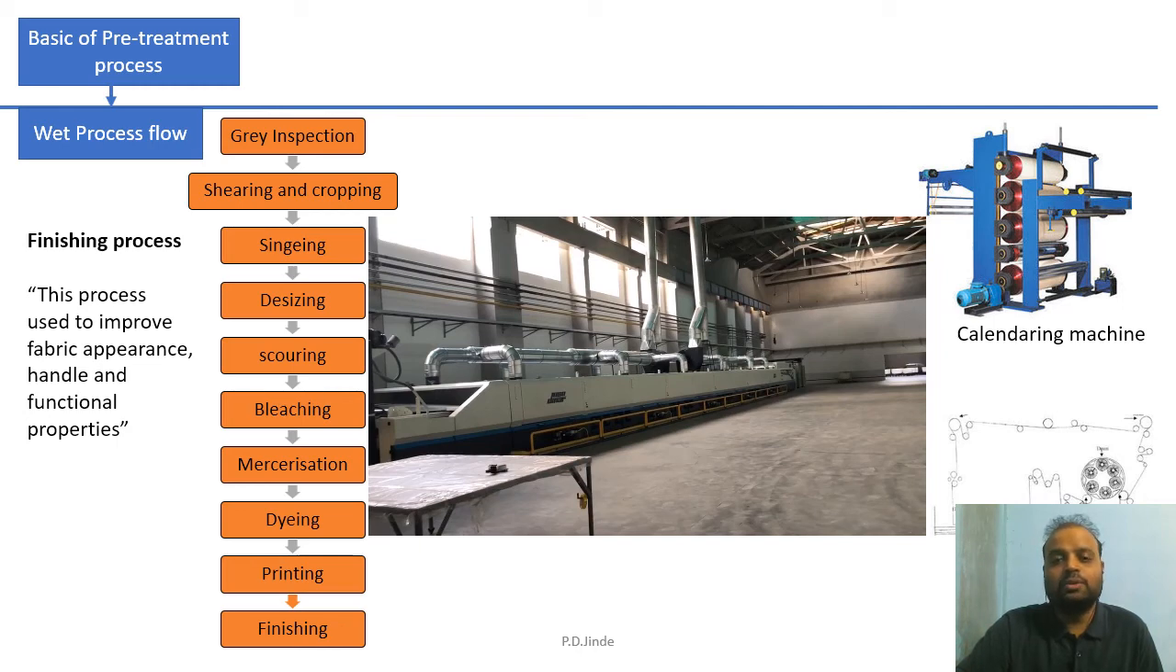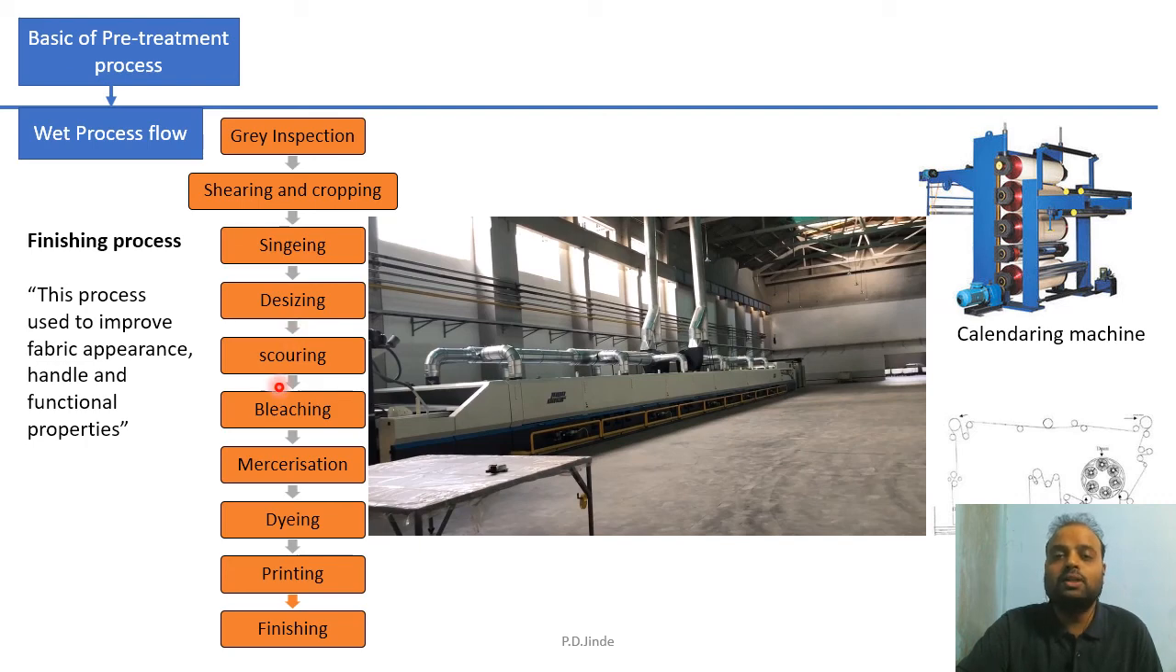So I hope you understand the different processes involved after weaving. It started with grey inspection, then shearing, cropping, then singeing. Each process adds or removes some impurities. Let's say after grey inspection, shearing and cropping removes the overhanging threads from the fabric. Singeing machine removes the hairiness. Then desizing machine removes the starch and adhesive material.